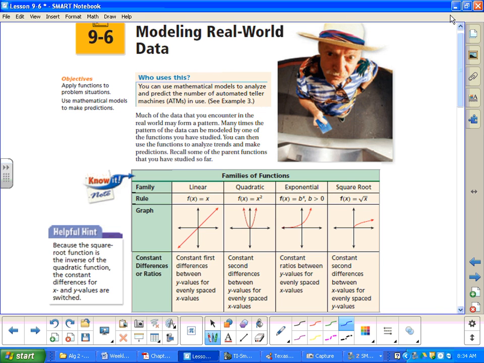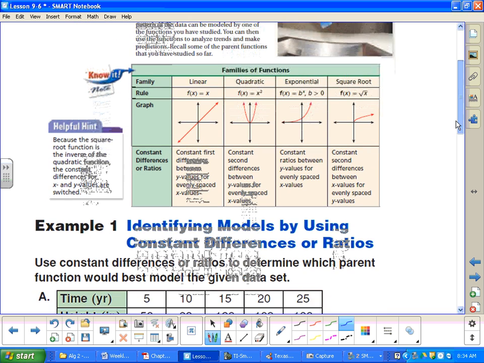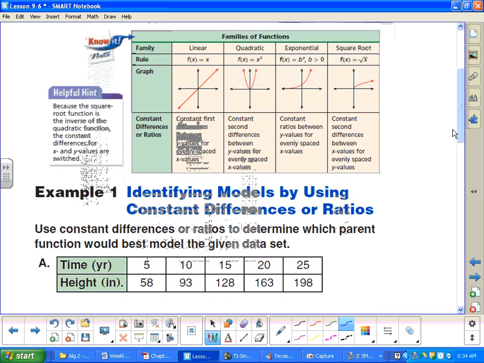So we're going to model real-world data. So much of the data that we encounter in the real world may form a pattern. It's not always going to be a perfect pattern, but it's going to form some kind of a pattern. And so here we're going to take a look at the families of functions one more time. We've talked about three of these specifically, and we're adding a fourth one, being able to determine whether a set of data matches one of those forms or not.